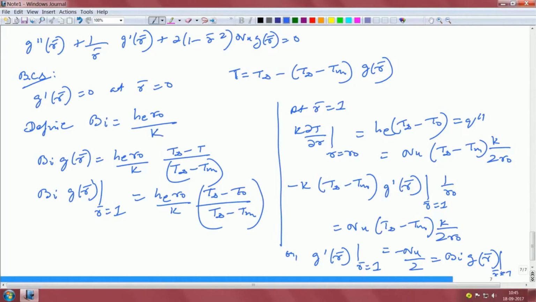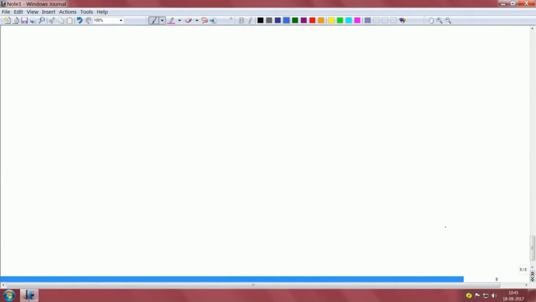R bar is equal to 1. So you got your definitions of what will be your G prime at R bar equal to 1. You also got the definition of what is going to be your G bar, by introducing this basic definition of Biot number. Now let us define something else also.